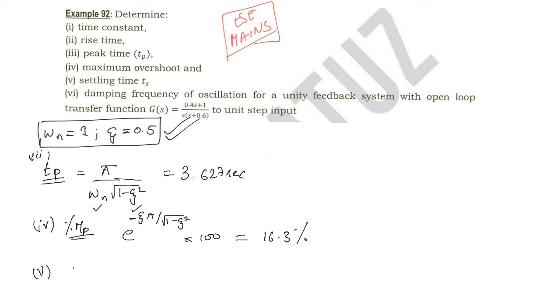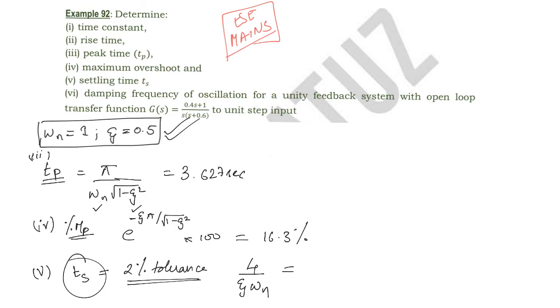And the settling time Ts: if nothing is mentioned, then you take the 2% tolerance. If a tolerance is specifically mentioned, then only you take that particular tolerance. Otherwise, if nothing is mentioned, you take 2% tolerance. So what is the settling time for 2% tolerance? It is 4 by zeta omega n. Zeta is 0.5, omega n is 1, so you will get 8 seconds. So the settling time is 8 seconds.